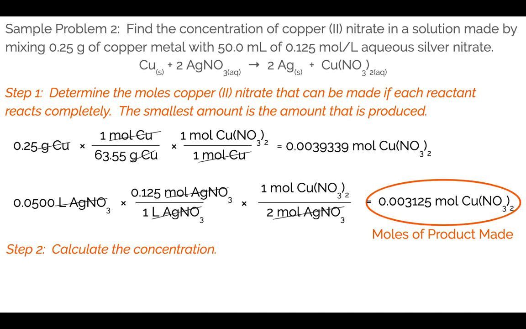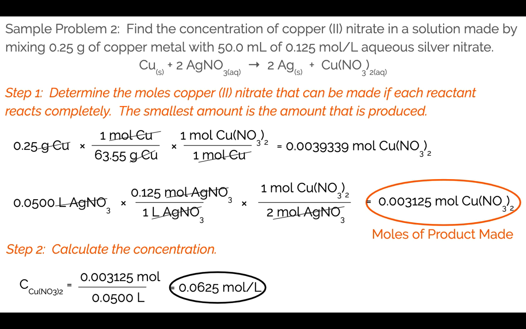Next, we would calculate the concentration. We now know the moles of copper nitrate that would be made, and we divide by the volume, and this was a reaction in 50 milliliters. So we divide by 0.0500 liters, and we find that the concentration is 0.0625 moles per liter.